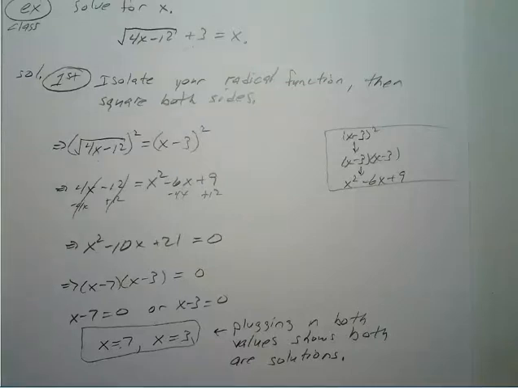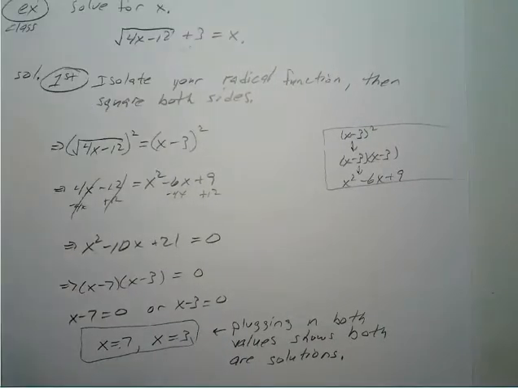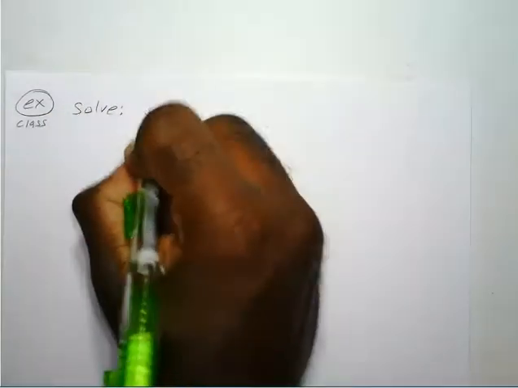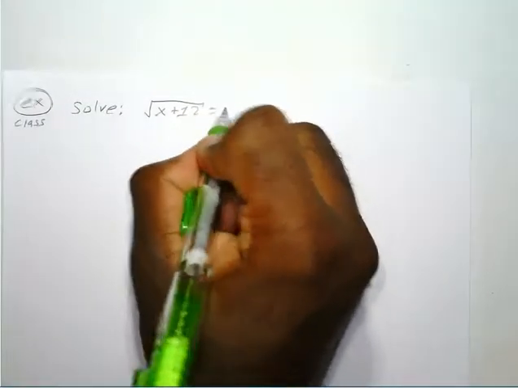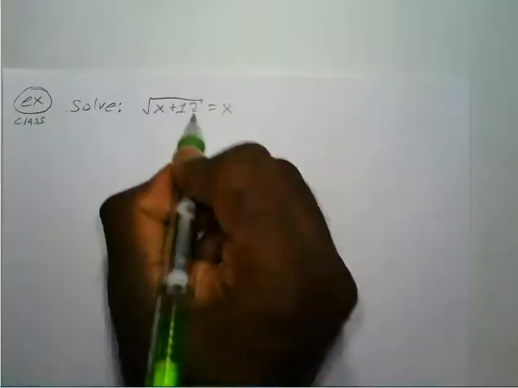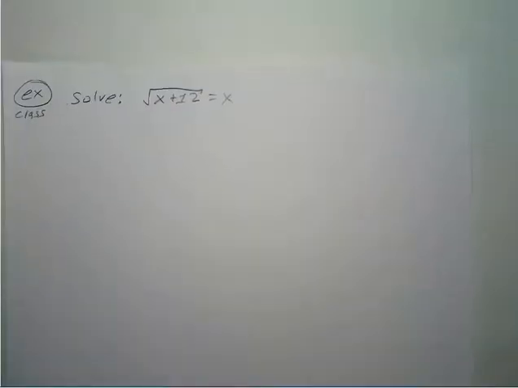All right. So if you are still writing, please feel free to press pause, but we're going to go ahead and move on to our next example. All right, so again, I want you to try this one on your own. What if you wanted to solve square root of x plus 12 equals x? Let me make that a little clearer. All right, so go ahead and pause it and solve this one on your own.